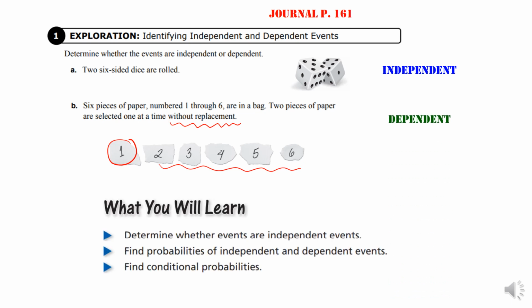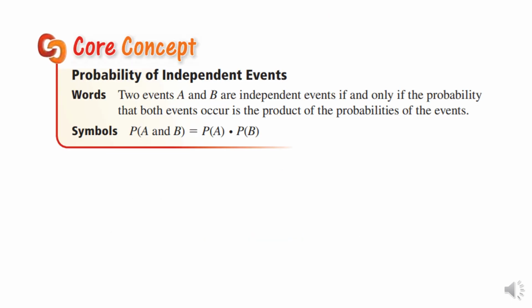So in this section, you're going to learn how to determine if they're independent. We're going to find probabilities, and then we're going to talk about conditional probabilities. Two events are independent if and only if the probability that both events occur is the product of the probabilities of the events. So we can use this formula to decide if they're independent, but we can also use it to find the probability. This is the probability of independent events, and it's calculated this way. If these are not equal, by using the sample spaces, then they are not independent.